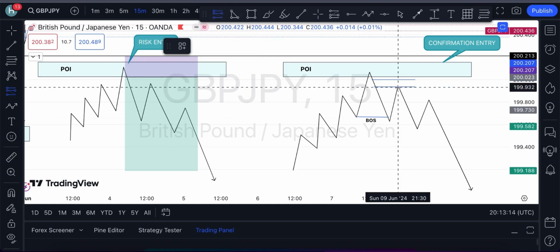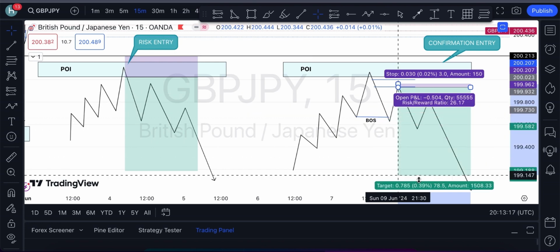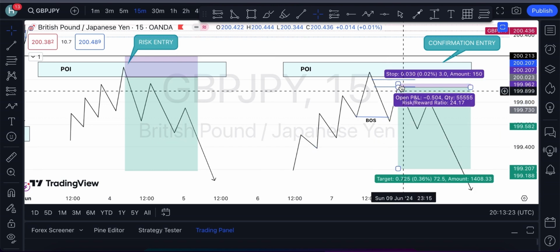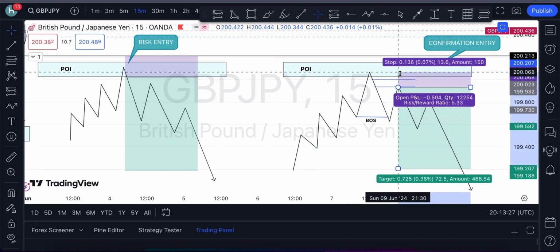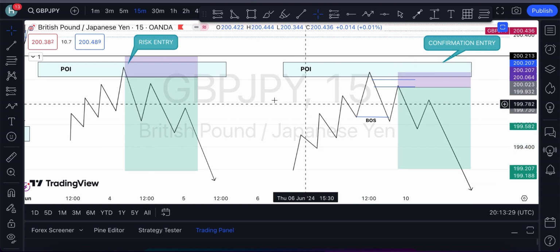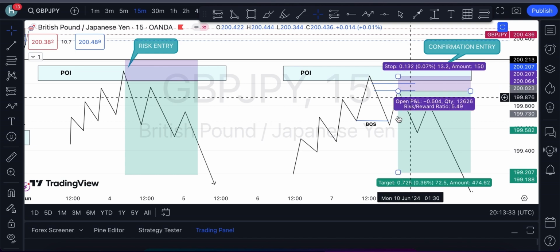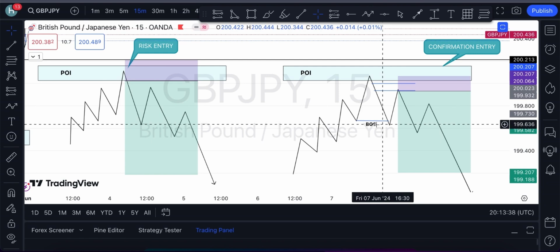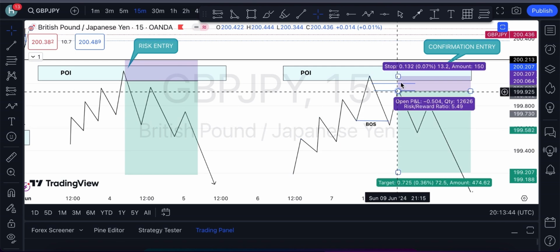You're entering your trade somewhere around here. Then you set your target here, and the stop loss should be right above this zone here. And so you can see, this is a safer entry because price has already given you another confirmation that it's no longer going up anymore.